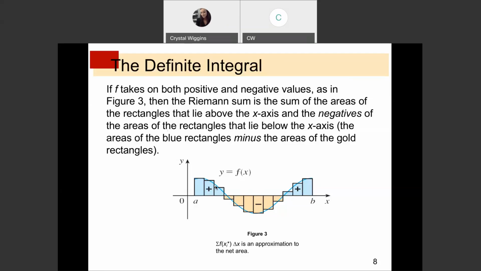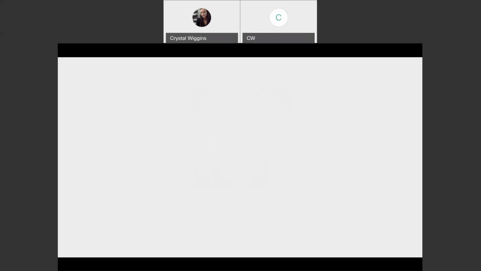Now, let me walk you through why we have positive and negative areas and how that applies to real life. Let's do this in terms of distance. So let's say here's home. We are all social distancing right now, so there's not much to do.